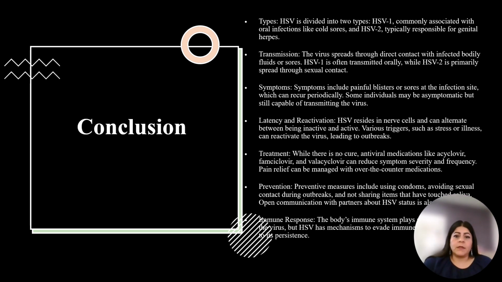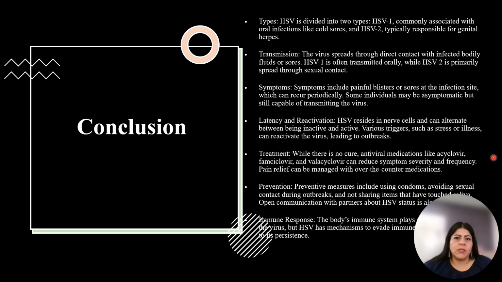Herpes simplex virus, as you know, is divided into two types: HSV-1, which is commonly associated with oral infections like cold sores, and HSV-2, which is responsible for genital herpes. The genome is double-stranded DNA. The virus spreads through direct contact with infected bodily fluids. Symptoms range. They're painful blisters, whether in the mouth area or in the genitalia.